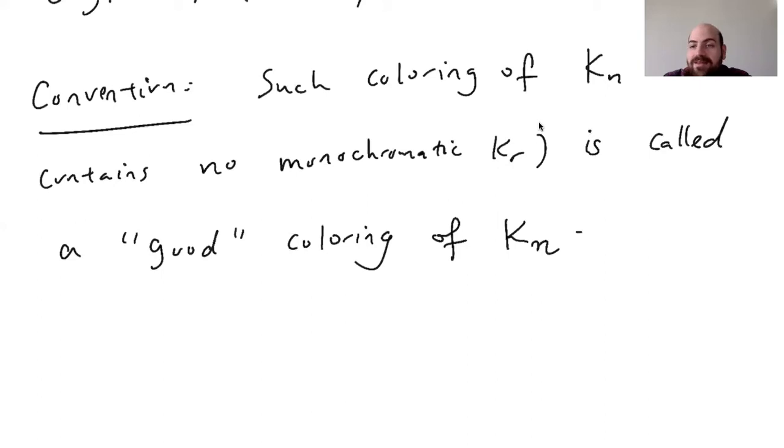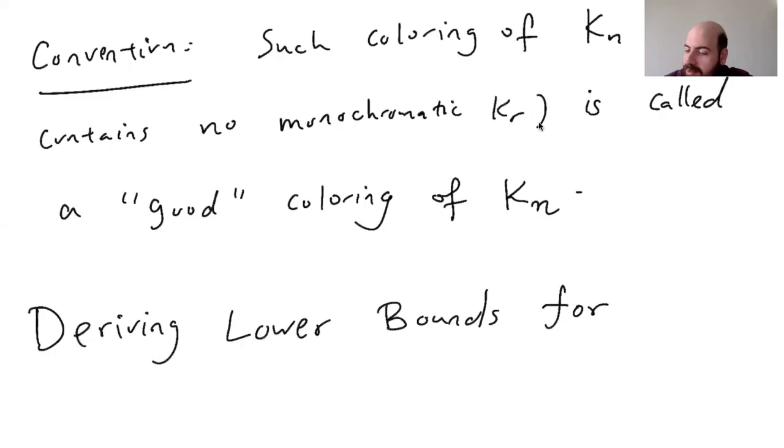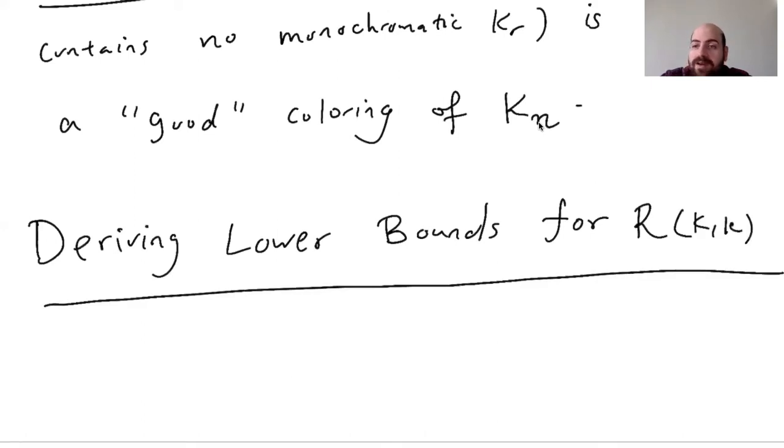Okay, now let's get into the main topic of today, which is deriving lower bounds for capital R of k and k, the Ramsey number. We already saw that the upper bound for the Ramsey number is exponential. We'll see today that the lower bound is also exponential.